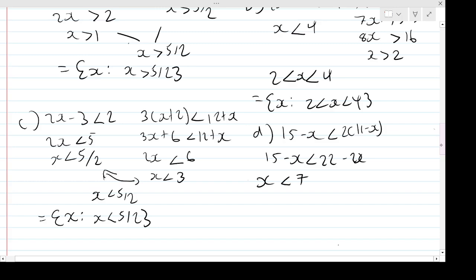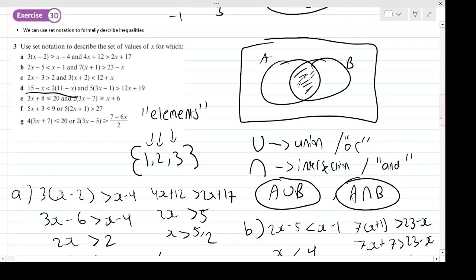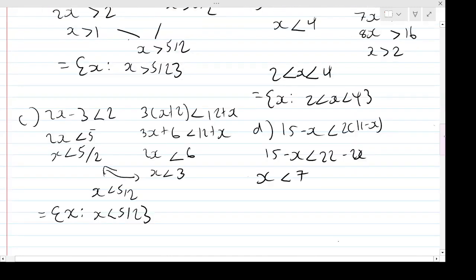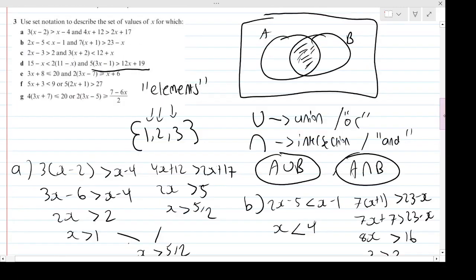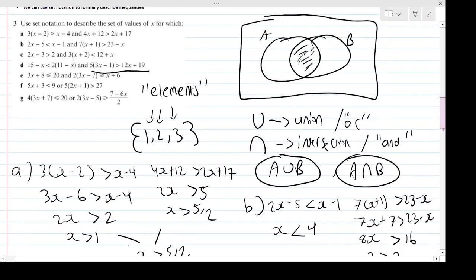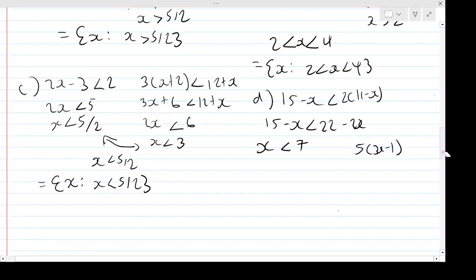And that's it, right? Then the other inequality is 5 lots of 3x minus 1 greater than 12x plus 19. There we are. Let's make that a bit neater. There we are, 12x plus 19.